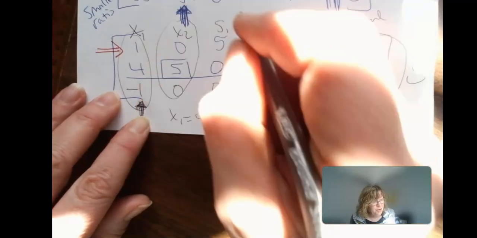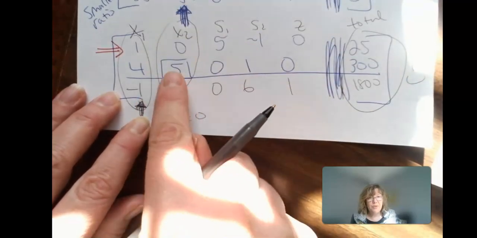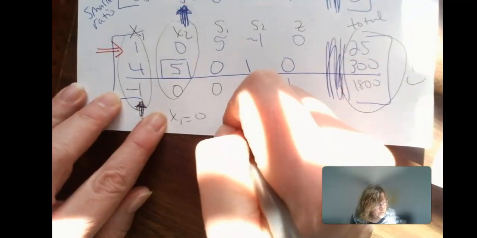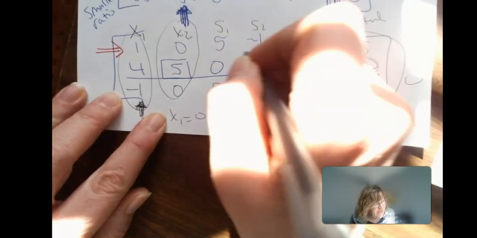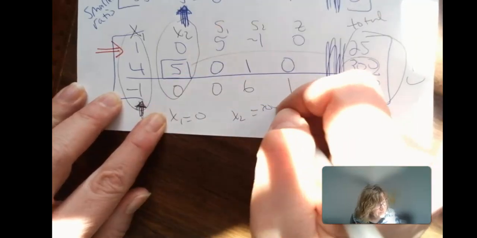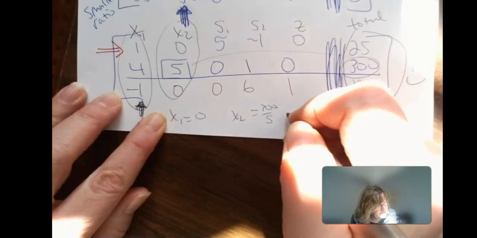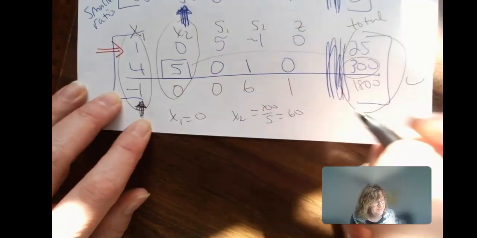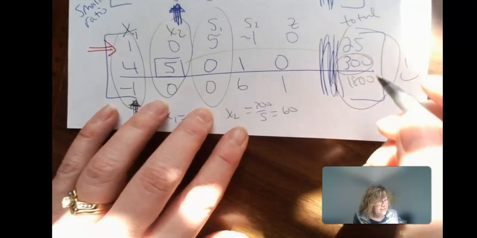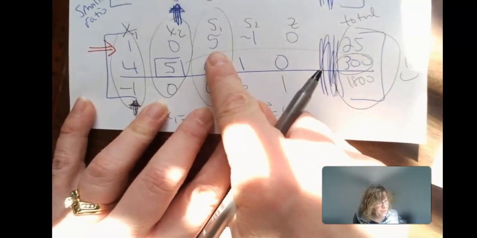X2 is basic. It has a 0 with just one number. So we're going to go ahead and solve that. 300 divided by 5 is, what is that, 60? Okay. Slack 1 is basic because it's pretty, with one number.